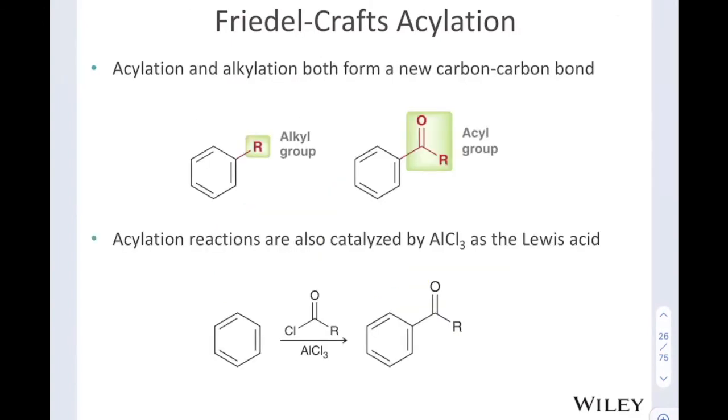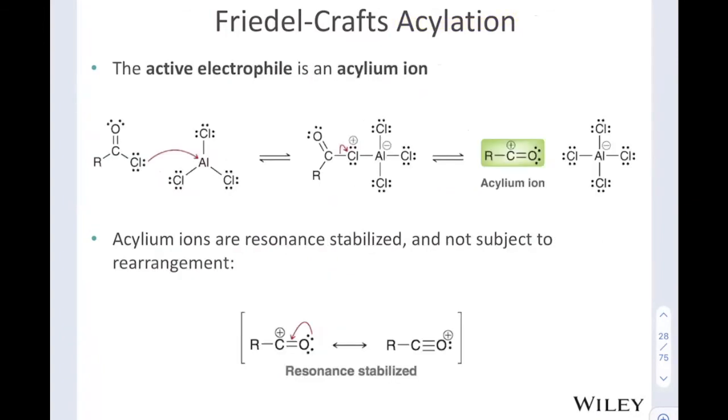And next, I want to talk about Friedel-Crafts acylation. And Friedel-Crafts acylation is, instead of adding an alkyl group, we are adding an acyl group, which is a C double bond O with an R. And so this reaction happens very similar to the alkylation. We are going to add our acyl chloride with AlCl3. And so the mechanism here is very similar to the alkylation.